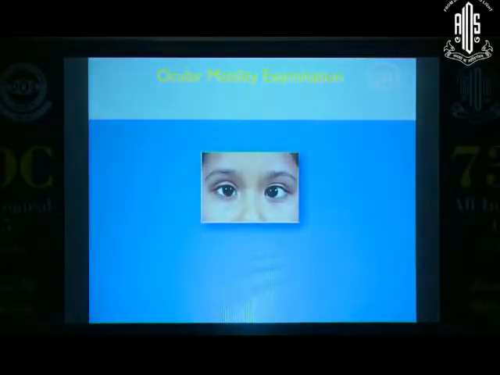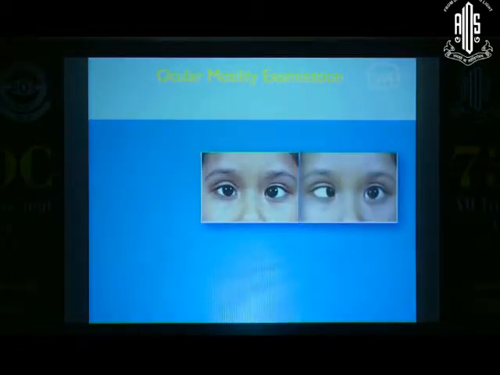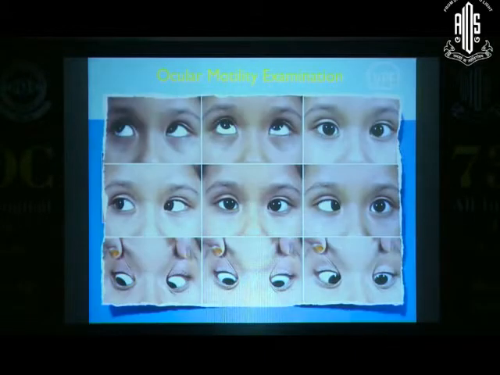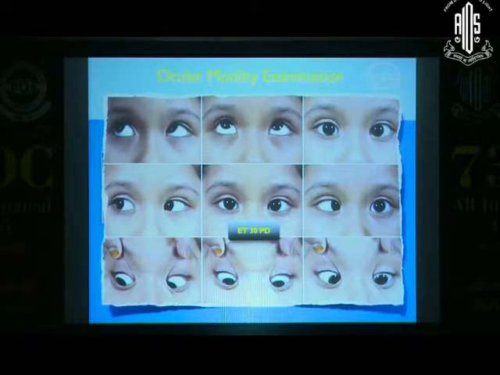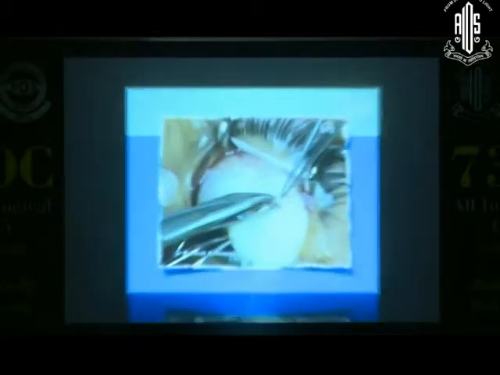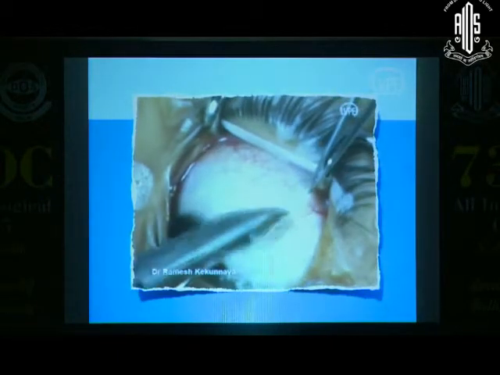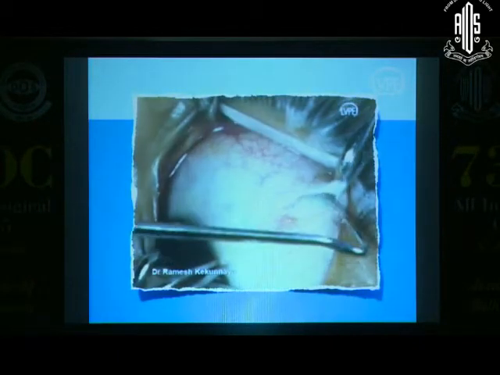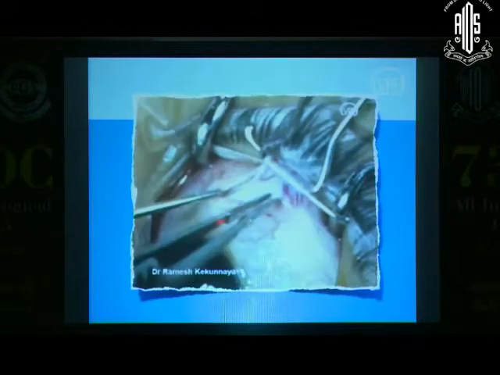So this is a patient with a large esotropia in the primary position, significant abduction limitation, and these are the 9-gaze photographs. You can see that there is abduction limitation as well as retraction. She had 30 prisms of esotropia in the primary position, and what we did is the same procedure of superior rectus transposition. This is the superotemporal approach.